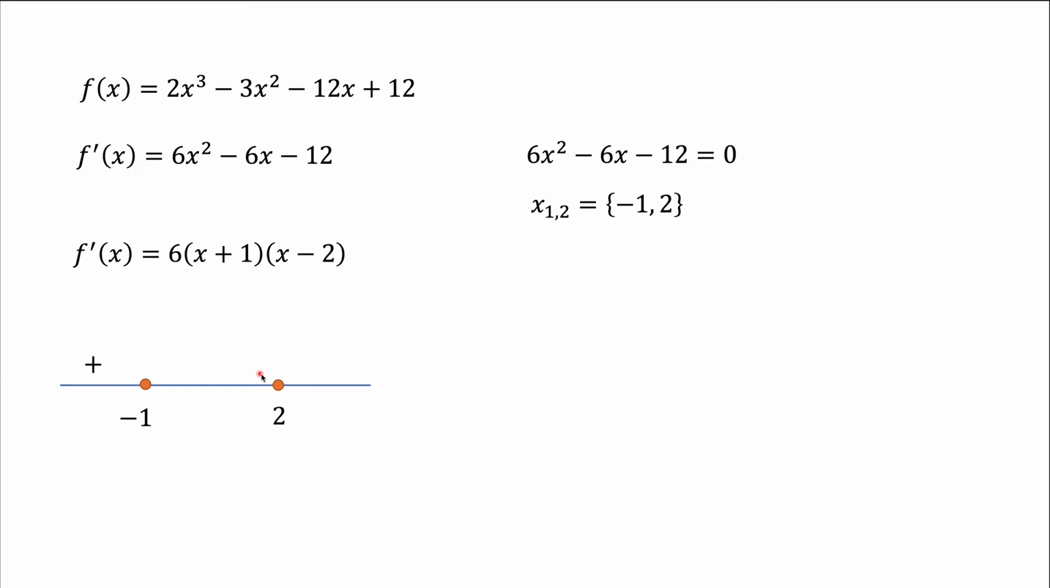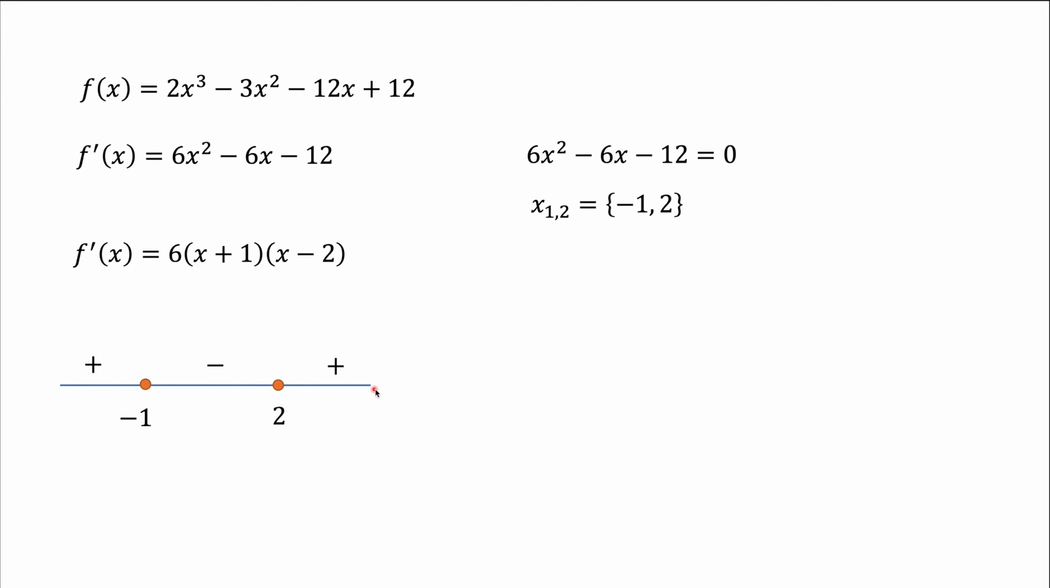So this is positive. Now we want to know the sign of the derivative for x between minus 1 and 2. Well, pick any point between minus 1 and 2. Let's pick 0. Well, plug 0 into the formula for the derivative. We get 6 times 1 times minus 2. That's a negative number. So the derivative in the whole range is going to be negative. Now we're interested in the derivative above 2. Well, okay, pick a number, let's say 3. What do we get? 6 times 3 plus 1, 4, times 3 minus 2, 1. It's a positive number. So the derivative in this range is also positive, like in the beginning.